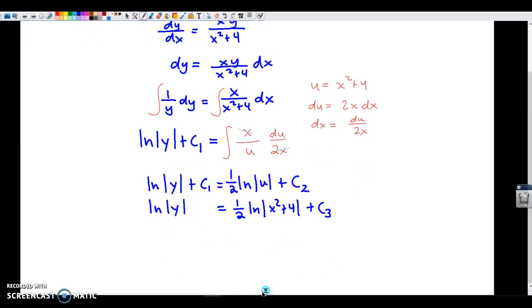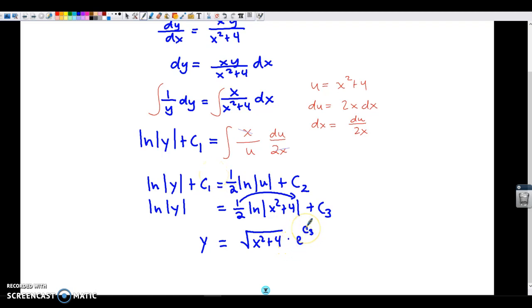Okay, and then you can exponentiate both sides if you'd like. I might go ahead and just take the 1/2 and move it up top first, and I'd have y equals the square root of x squared plus 4 times e to the c sub 3.